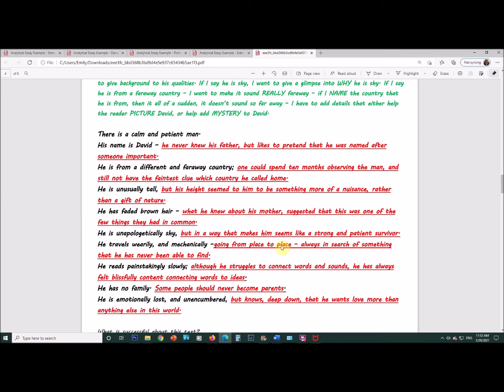He travels wearily and mechanically, going from place to place, always in search of something that he has never been able to find. He reads painstakingly slowly. Although he struggles to connect words and sounds, he has always felt blissfully content connecting words to ideas.